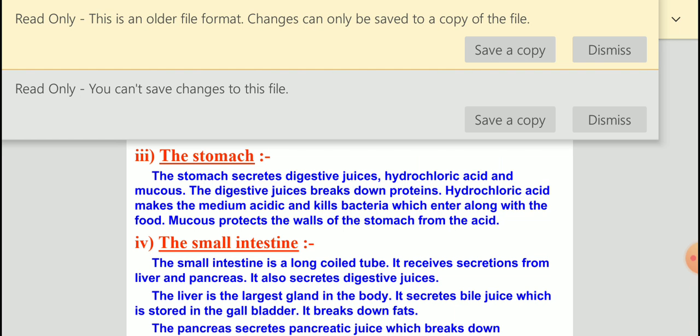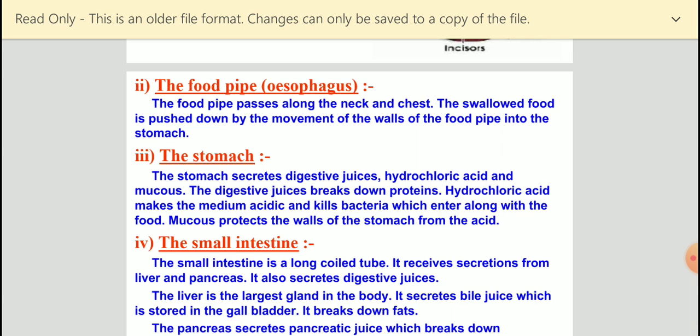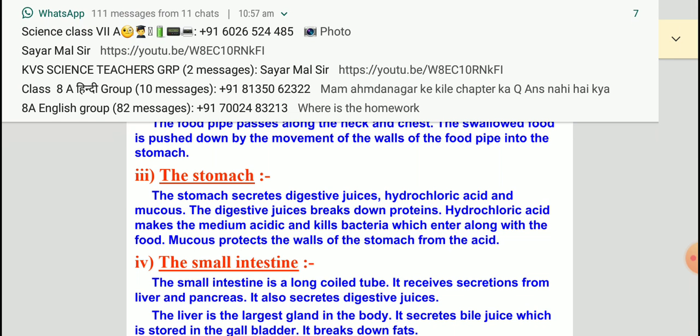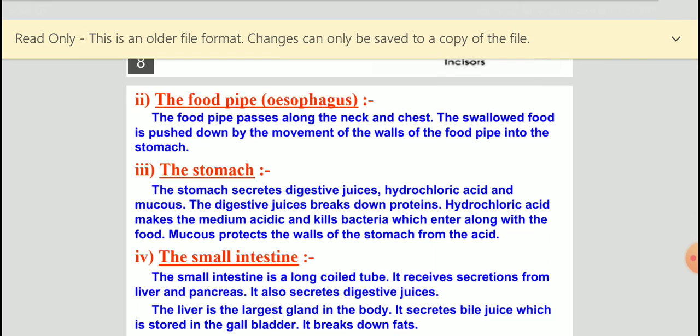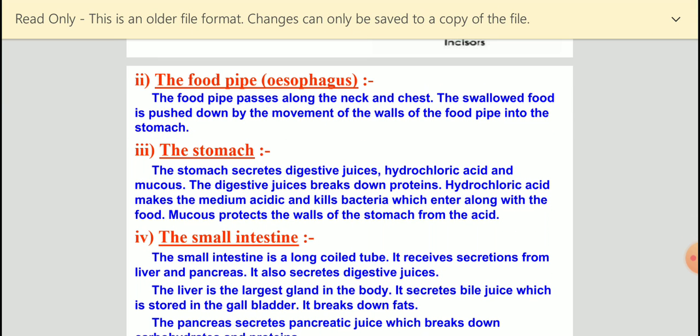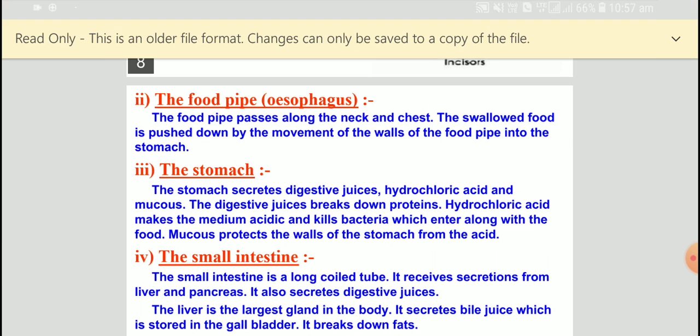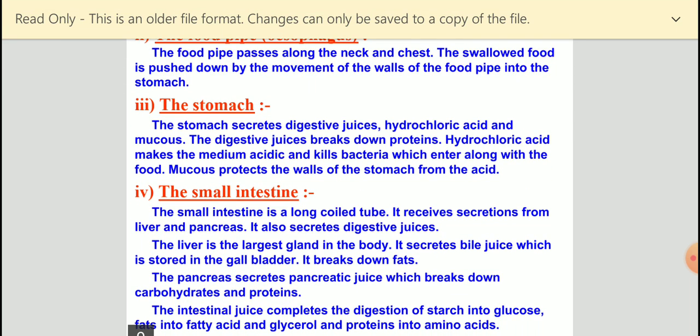The liver is the largest gland in the body. It secretes bile which is stored in the gallbladder. The pancreas secretes pancreatic juice which breaks down carbohydrate and protein. Clear? Amylase, lipase, trypsin, along with the intestinal juice, complete the digestion of starch into glucose. Starch is a complex carbohydrate and glucose is a simple carbohydrate. Fat is broken into fatty acid and glycerol, from complex to simple, and protein into amino acid.